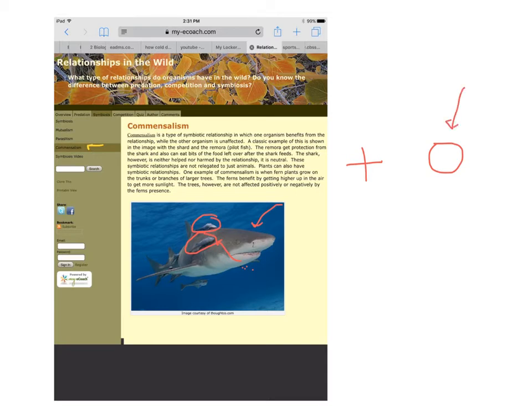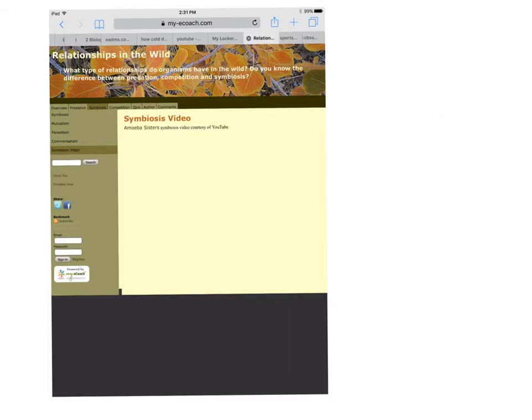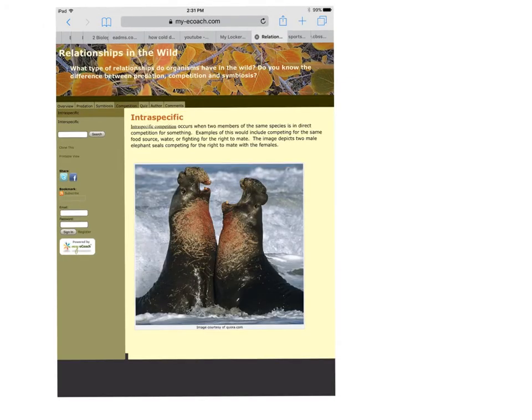He does not benefit from the relationship and he's not harmed by it. It is totally neutral. And now, after seeing the pictures and reading the text, students could then click on this, which will take them here. And they can click on this link right here, courtesy of the Amoeba Sisters, which was on YouTube. And they have a 3-minute video that goes over all the types of symbiotic relationships.